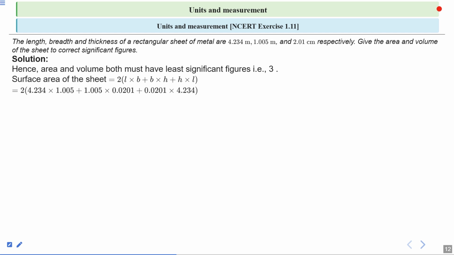Even though it is a sheet, you can imagine a cube-like shape, a cuboid. So it will have L into B on both sides, B into H on both sides, and H into L on both opposite sides. That's how we do it, and we substitute the values. If you do this calculation, it will have 4 significant figures, but we know that the answer should have only 3, so we rounded it to 8.72.